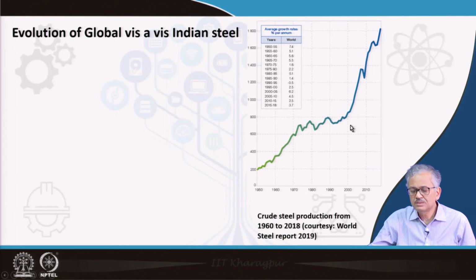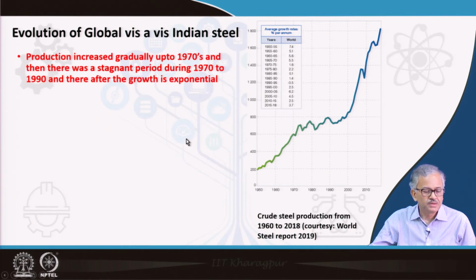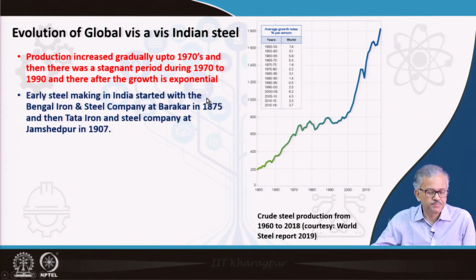And then you can see there is a steep rise, and most of this production was contributed by China. China's consumption also increased significantly, and China consumed a lot of steel. So production increased gradually up to the 70s, then there was a stagnation period from 70 to 90, and after that growth is exponential.